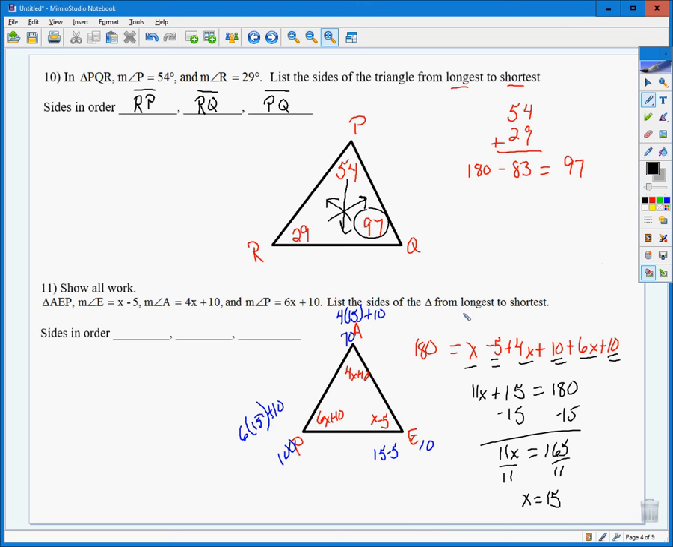Now they want the sides in order from longest to shortest. So across from the 100 degrees would be the longest, segment AE. Across from the 70 would be the next longest, which would be segment PE. Last but not least, across from the 10 would be segment AP.